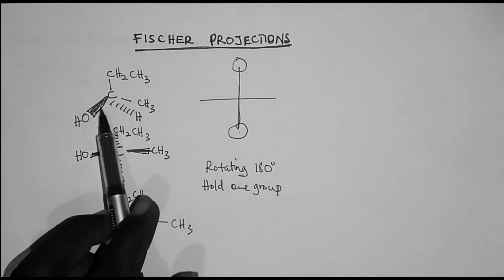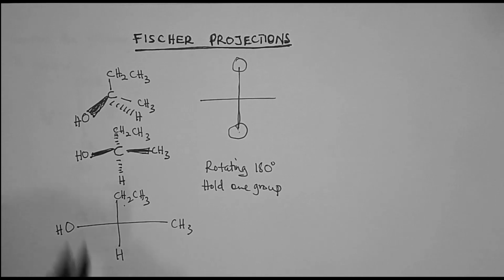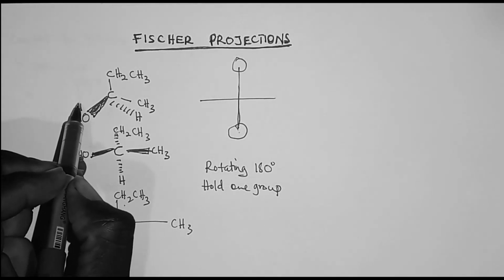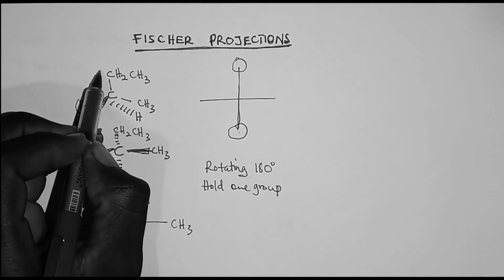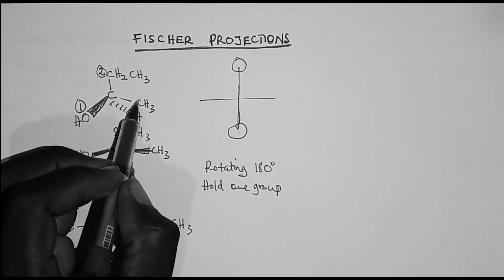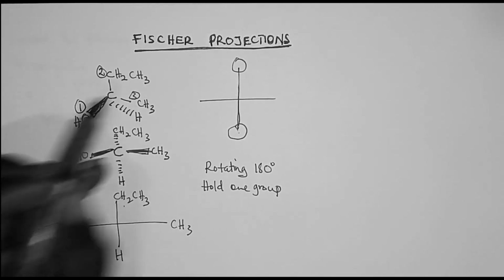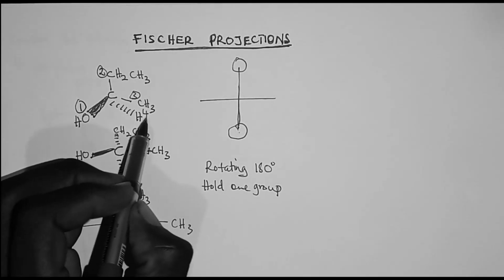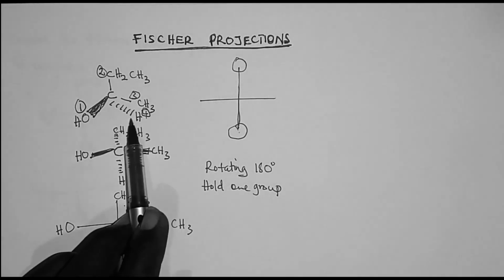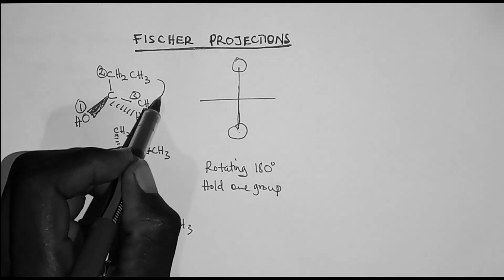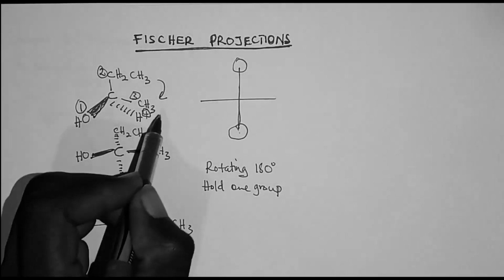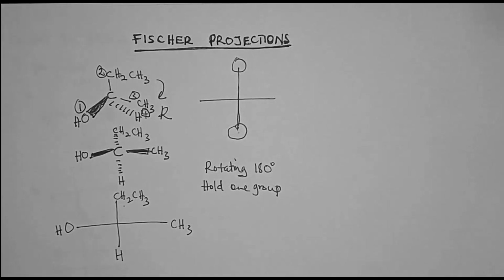Let's assign configuration to this molecule. You see that oxygen is number 1, then the ethyl group is number 2, and the methyl is number 3, and then the proton is number 4. The proton is already pointing away from us, and we are moving from 1 to 2 to 3 in the clockwise direction, and therefore this molecule is R.